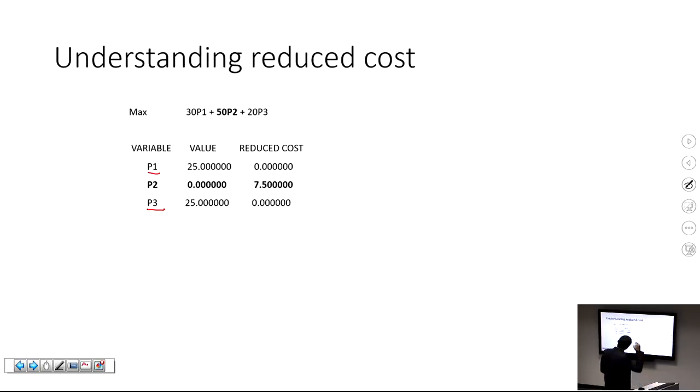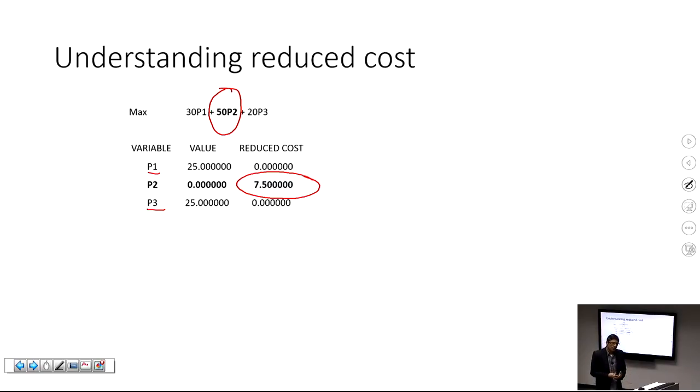At the moment, they are paying you $50 for making product 2. So common sense will tell you that if they pay you more, then you should start making product 2, because now you are earning more on product 2. But how much more do they need to pay you? They need to pay you more than $7.50. That's the reduced cost. So reduced cost tells you the improvement you need in the objective function coefficient so that the variable achieves a positive value.